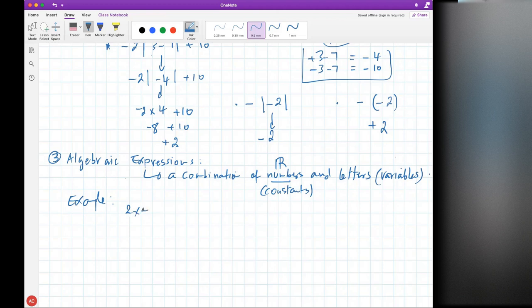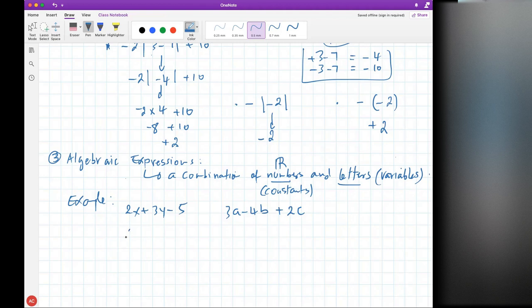So numbers and letters together like this, that's an algebraic expression. Again, all it means is numbers and letters. That's all. It could be one variable, could be many, could be multiple numbers, different operations. There might even be parentheses and so on. It could be x, y, z, could be a, b, c, 3a minus b plus 2c, and so on.